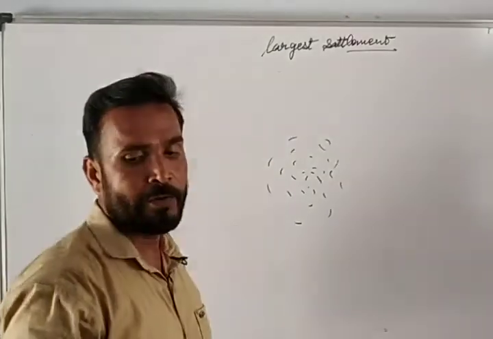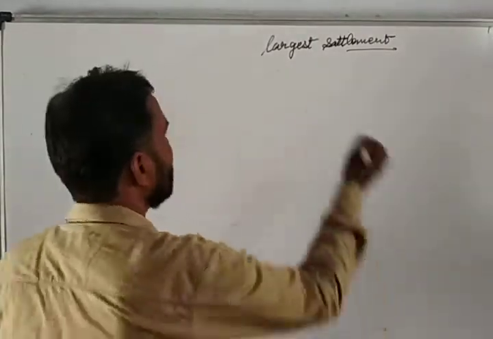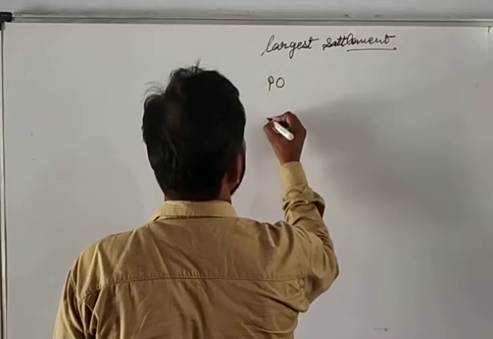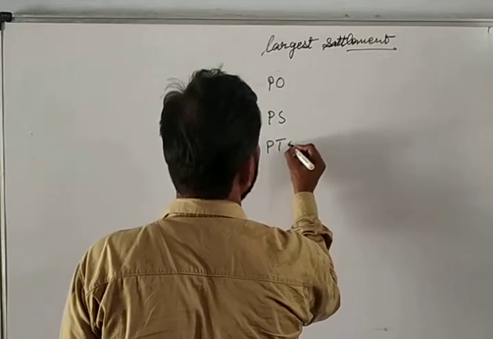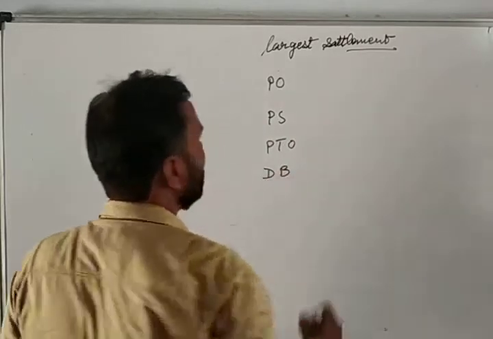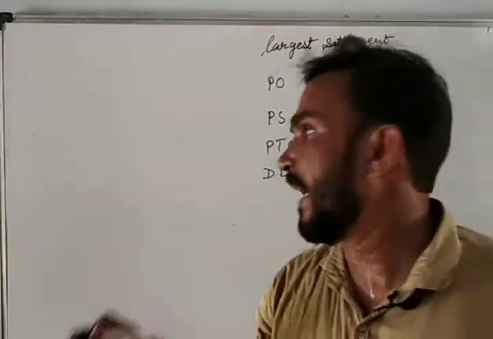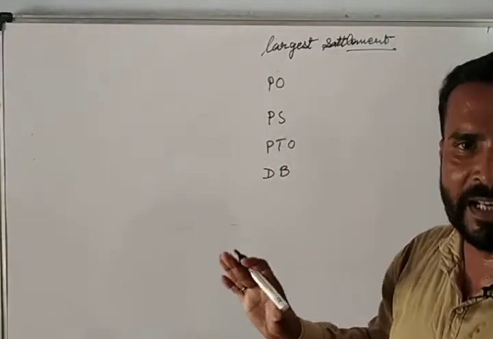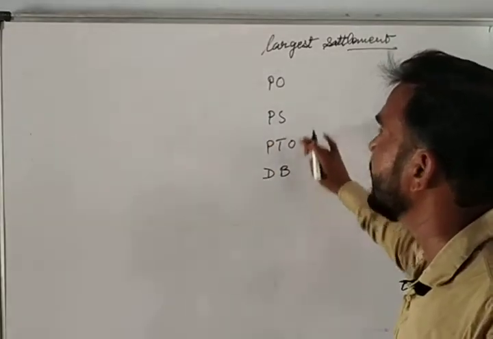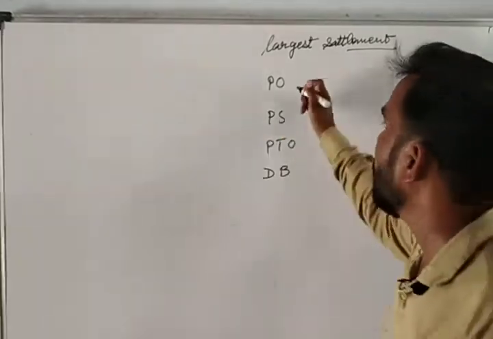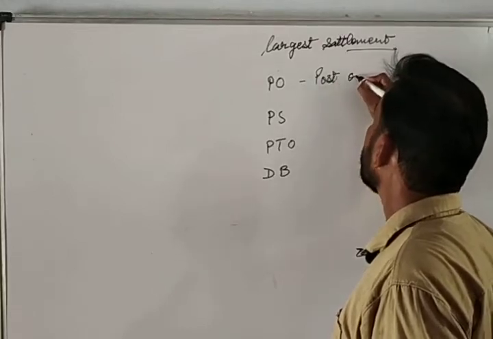Means they will ask you why this particular settlement is the largest settlement. So what you have to do, we will get some symbols there. Symbols will be PO, PS, PTO, IB. These meanings we have to learn. In some places you will get a settlement in red color, with so many huts and houses, and along with these houses you will get these capital letters also. PO means post office.